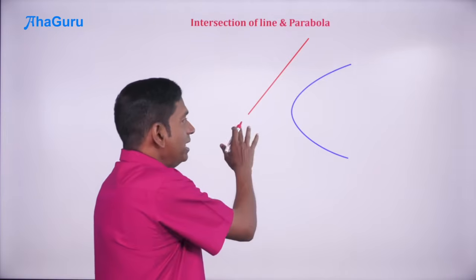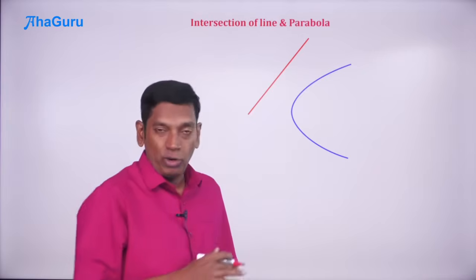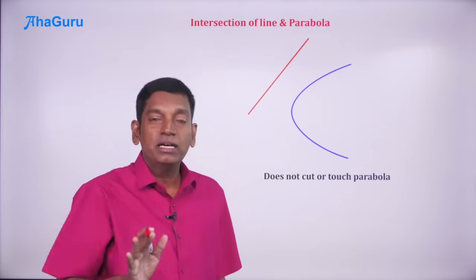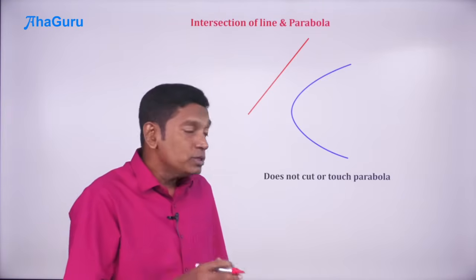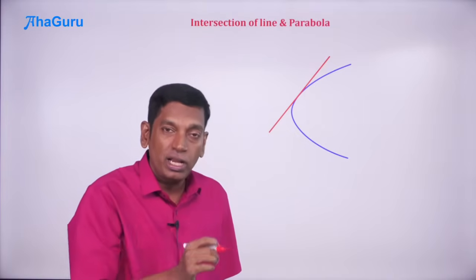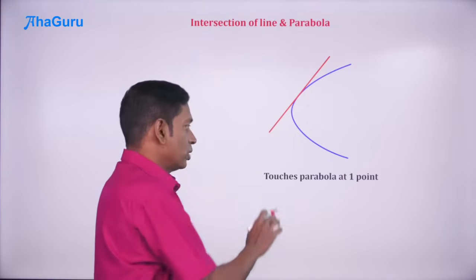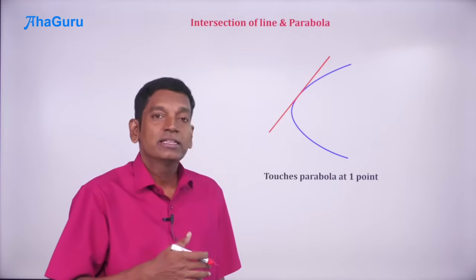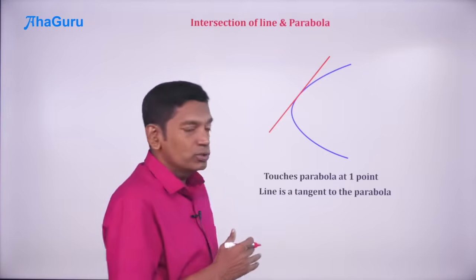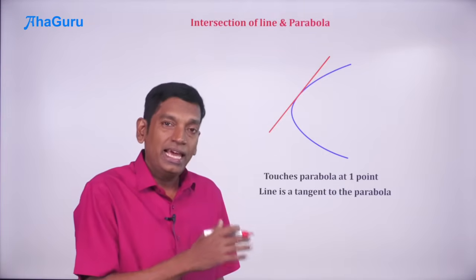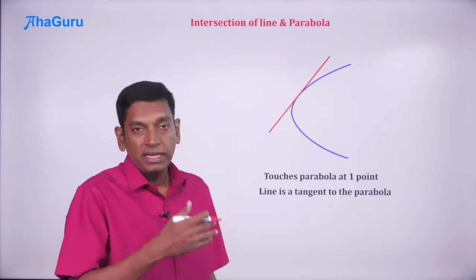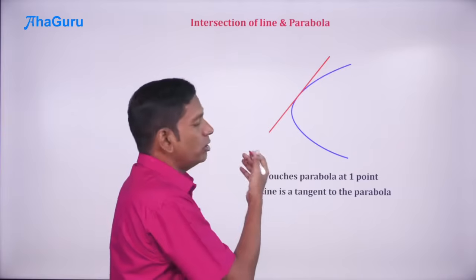Now, this line is sort of outside the parabola. So, we say it does not cut or touch the parabola, correct? But suppose we move this line now and you see that it is just touching the parabola at one point. So, it touches the parabola at one point, then as you might have guessed already, it is now the tangent to the parabola. A line that touches a curve at exactly one point is a tangent to the curve. It applied for circle, it is also going to apply for parabola.